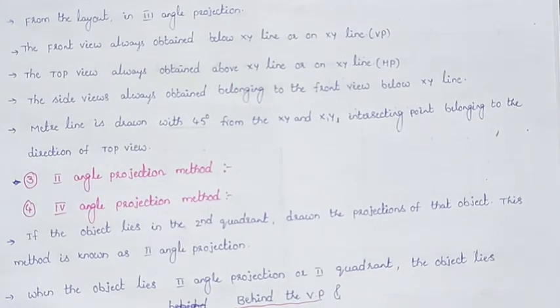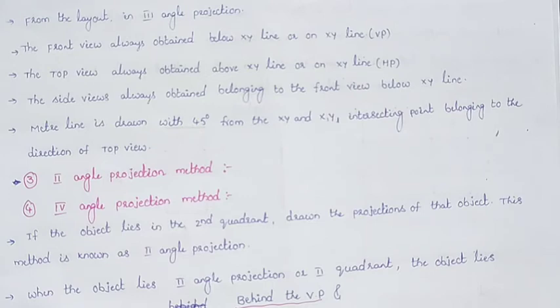Coming to the other methods, there are the second angle projection method and the fourth angle projection method. If the object lies in the second quadrant, draw the projections of that object. Projections here means drawing the front view and top view of the object. This method we can call the second angle projection.